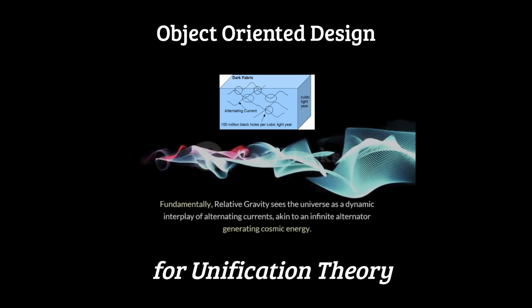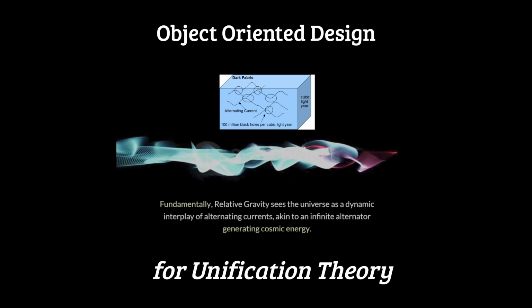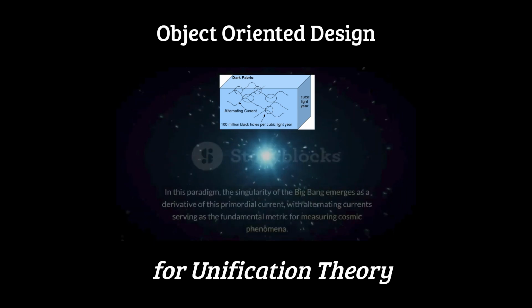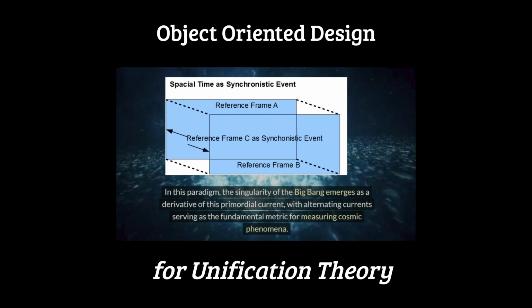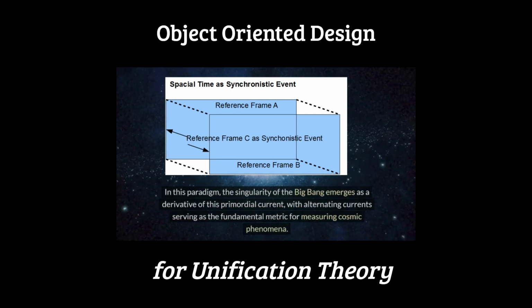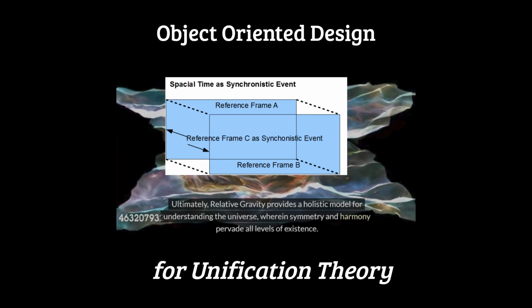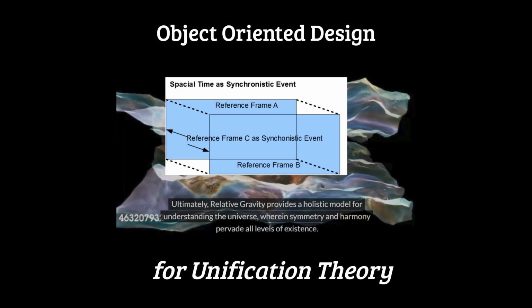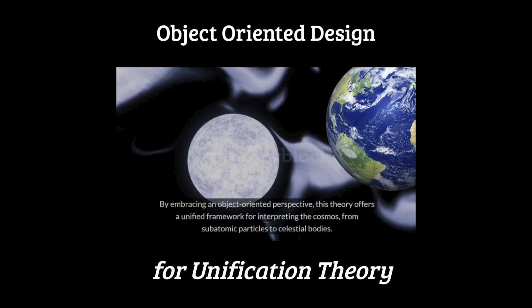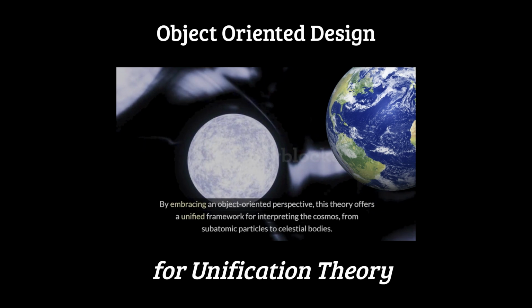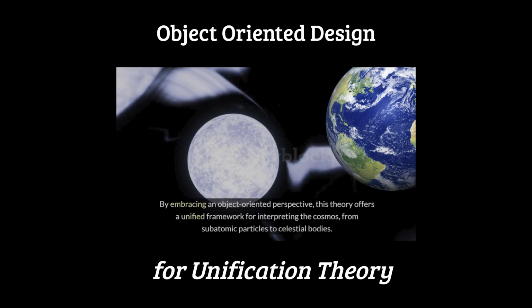Fundamentally, relative gravity sees the universe as a dynamic interplay of alternating currents, akin to an infinite alternator generating cosmic energy. In this paradigm, the singularity of the Big Bang emerges as a derivative of this primordial current, with alternating currents serving as the fundamental metric for measuring cosmic phenomena. Ultimately, relative gravity provides a holistic model for understanding the universe, wherein symmetry and harmony pervade all levels of existence. By embracing an object-oriented perspective, this theory offers a unified framework for interpreting the cosmos, from subatomic particles to celestial bodies.